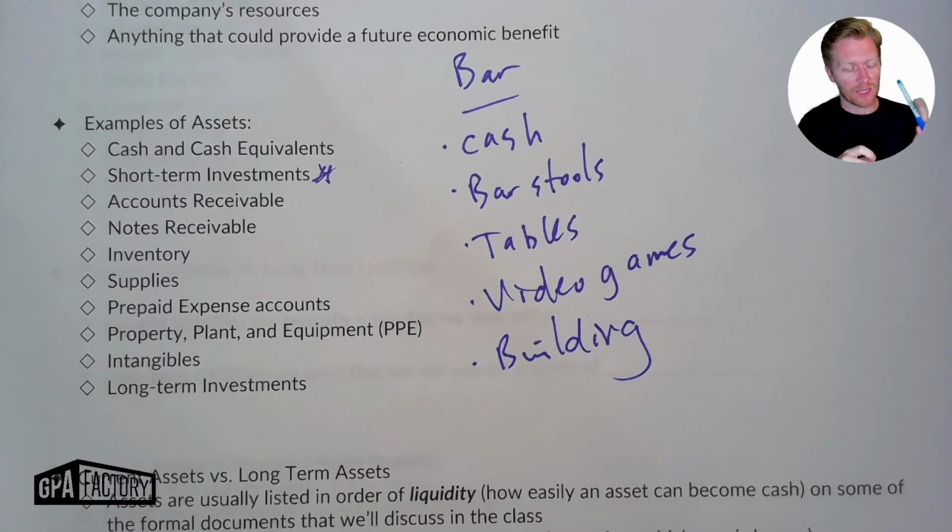These are going to be things that are more supplies, whereas inventory is going to be stuff that we buy that we plan on reselling. So thinking about it from GPA Factory's perspective, we don't really buy markers to resell them. So these markers that we would buy would be considered supplies.